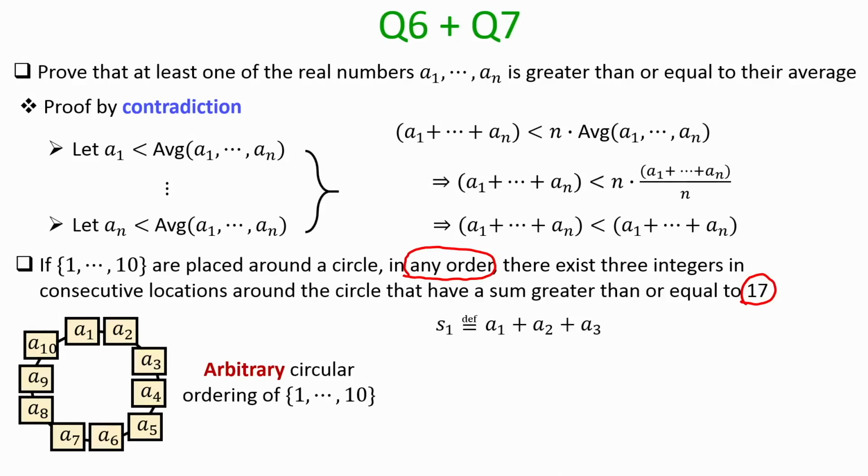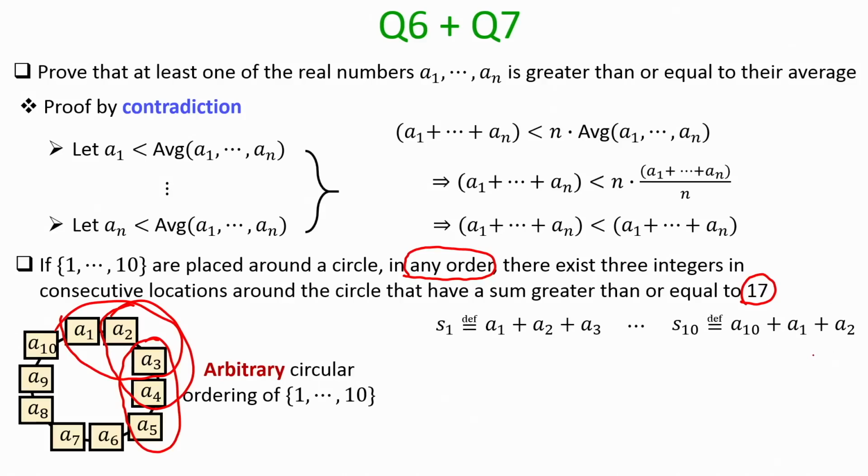And I want to take the help of whatever I have proved in question number 6. Since the question involves the sum of 3 numbers, once I freeze this circular arrangement of 1 to 10, I take the following sums. I take the sum of the first 3 numbers, namely a 1, a 2, a 3, that is my S 1. In the same way, I take the sum of the next 3 numbers, a 2, a 3, a 4, I call it S 2. I take the sum of a 3, a 4, a 5, that I call S 3, and in the same way I take the sum of a 10, a 1, a 2, that will be my last sum, namely S 10.